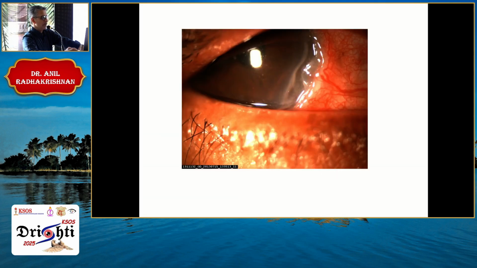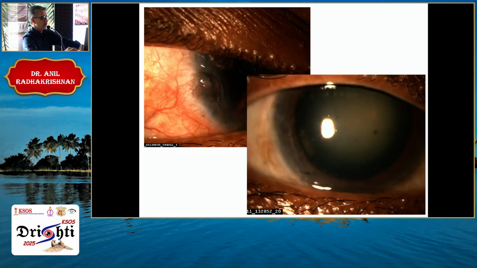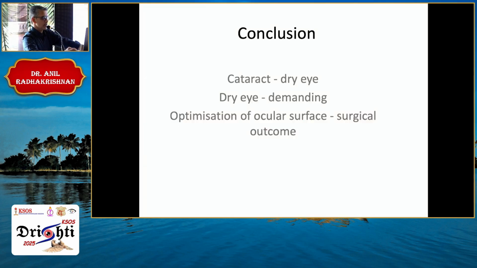If you have PUK, the disease has to be under control before you attempt any cataract surgery. This is a patient who had a PUK, had the disease under control, had a crescentic lamellar keratoplasty, and had a cataract surgery. So cataract surgery is universal. Dry eye is universal after cataract surgery, and the treatment of dry eye is demanding, and optimization of the ocular surface is important to ensure a good surgical outcome.